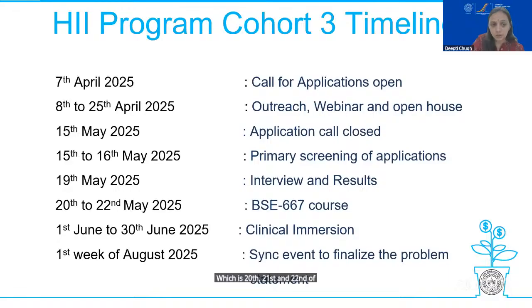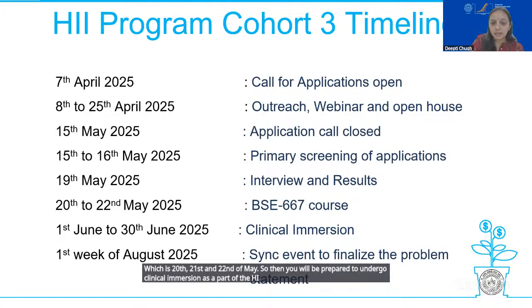Then you will be prepared to undergo clinical immersion as a part of the HII program. This immersion will take place in the hospital, mainly in Sri Chitra Hospital in Kerala, or we are in the process of selecting other hospitals as well. We'll let you know of that. It will happen over the month of June, so for 25 to 30 days, you will undergo clinical immersion.